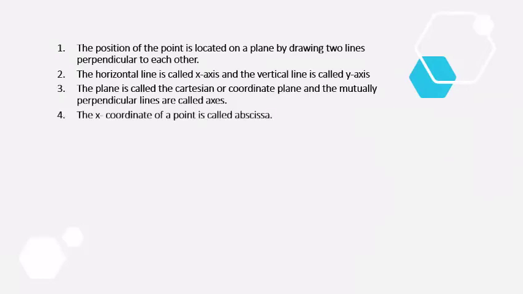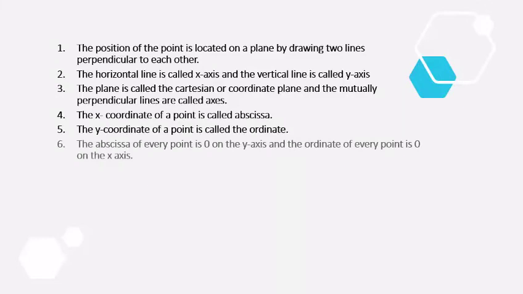The x coordinate of a point is called abscissa. So we were naming x coordinate and y coordinate until now, but there is a special name for x coordinate, which is abscissa, and a special name for y coordinate, which is ordinate. The y coordinate of a point is called the ordinate.